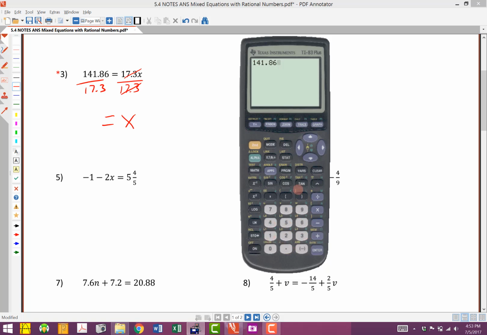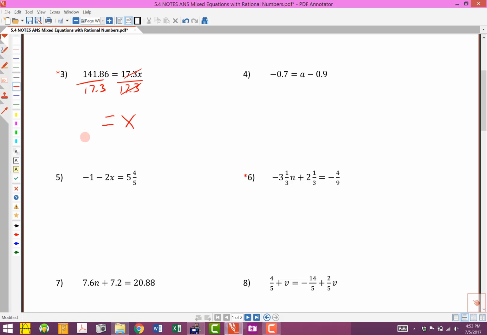141.86. So we got that typed in correctly, and then divide by 17.3. So yep, we got it in there. We end up with 8.2. So it turns out to be a fairly nice answer.